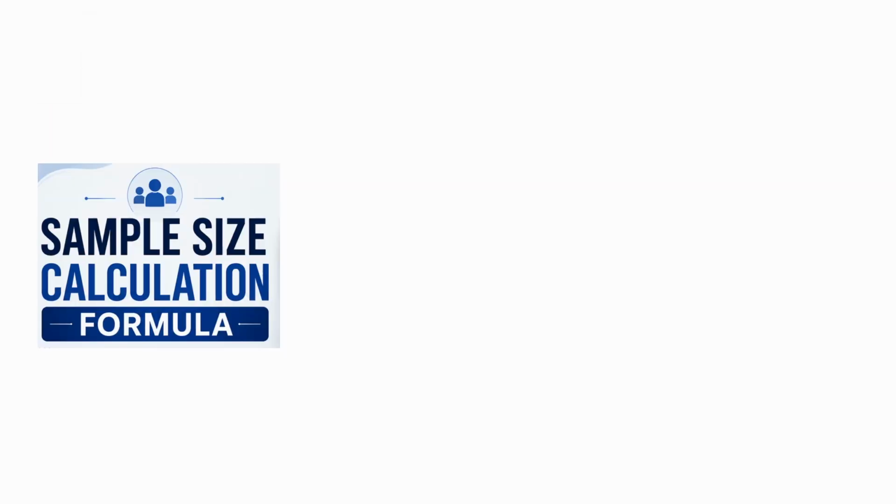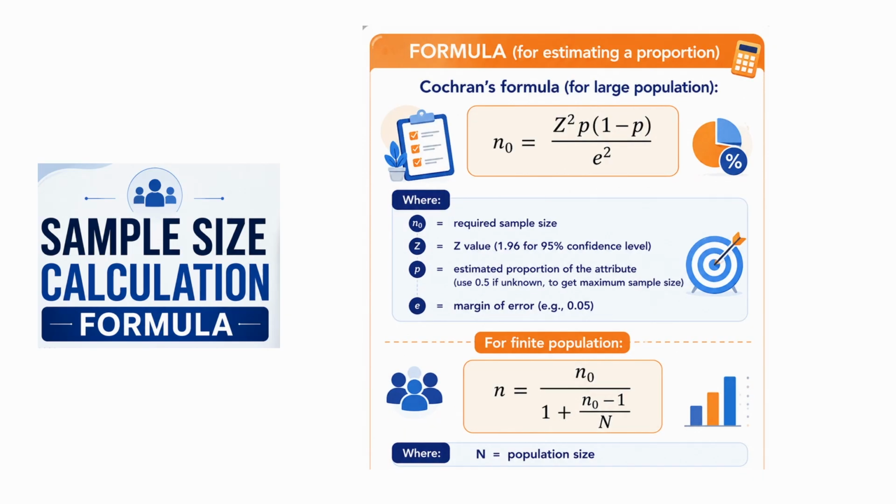Sample size calculation. Researchers need to calculate the required sample size either using a formula or using a website. There are many online sample size calculation tools that can be used. As this is a cross-sectional study and we are estimating the proportion of students with stress, we can use Cochran's formula for proportion.